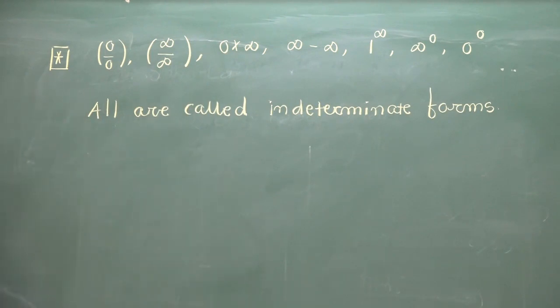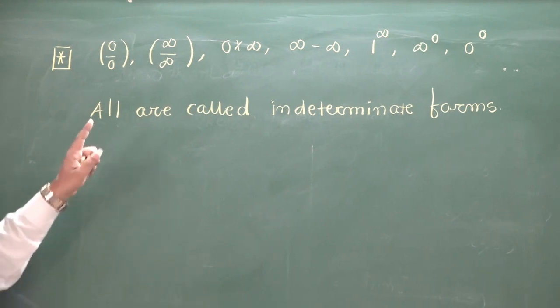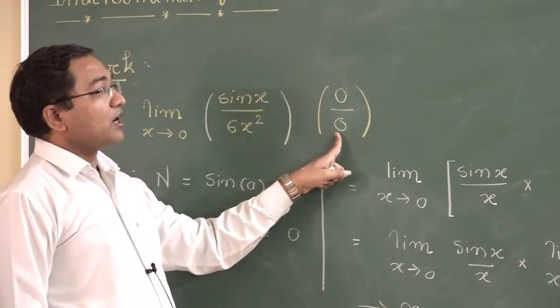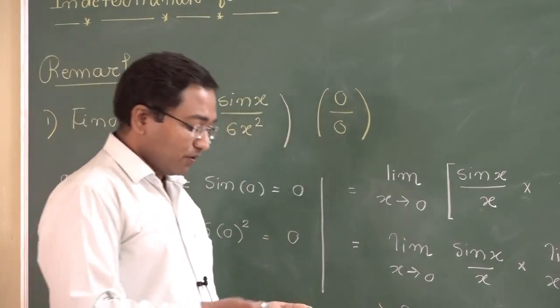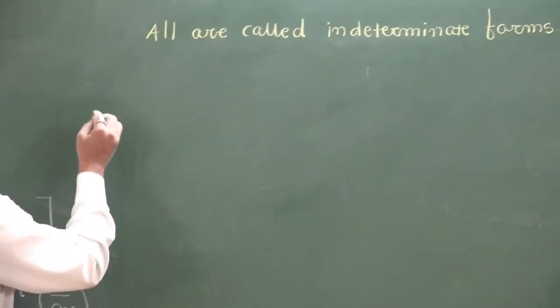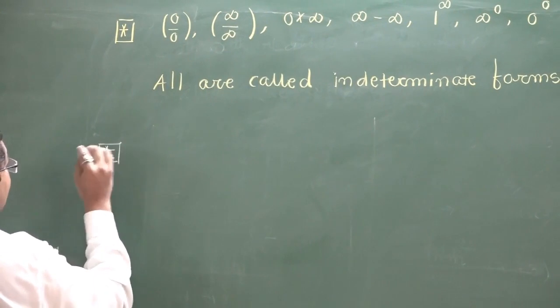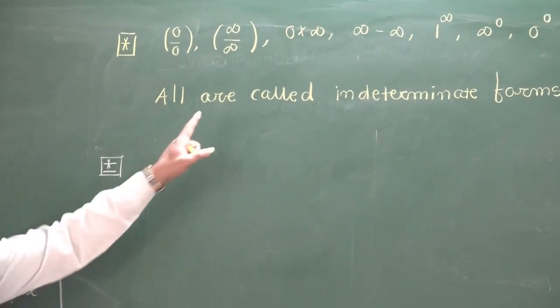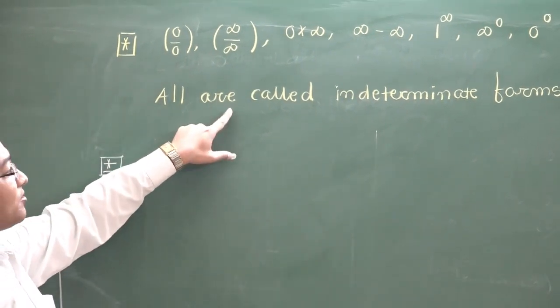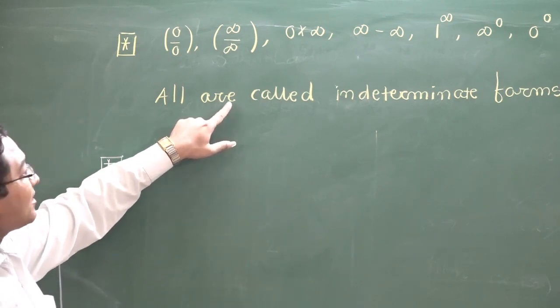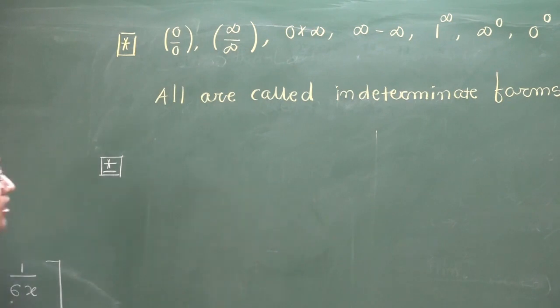So first we try to evaluate when, after substituting the limits, the form becomes 0 by 0. So how to evaluate the 0 by 0 form? What is the working rule? The evaluation method of indeterminate forms is also known as the L'Hospital rule. We will discuss further what the L'Hospital rule says.